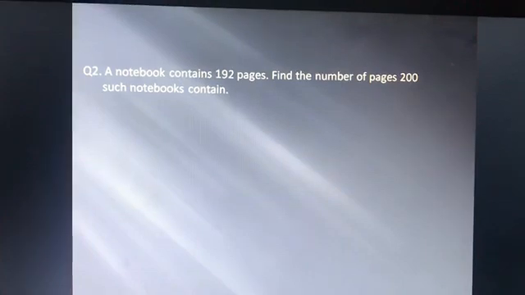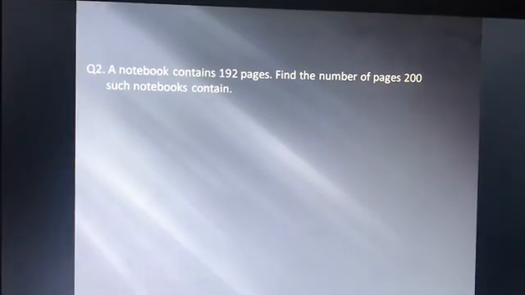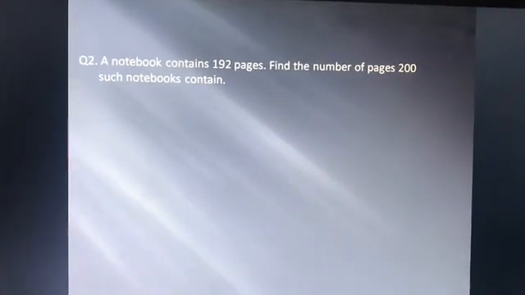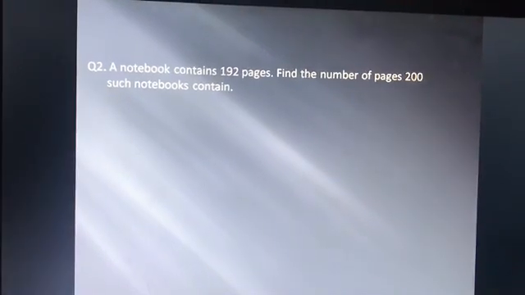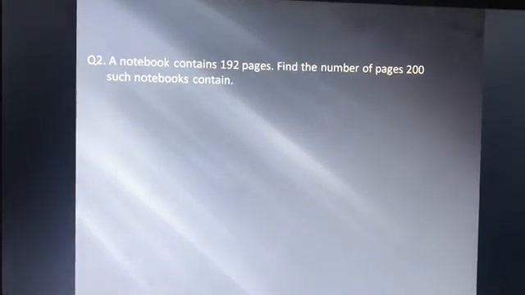Now moving on to the next question of the exercise, it is a notebook contains 192 pages. Find the number of pages 200 such notebooks contain.